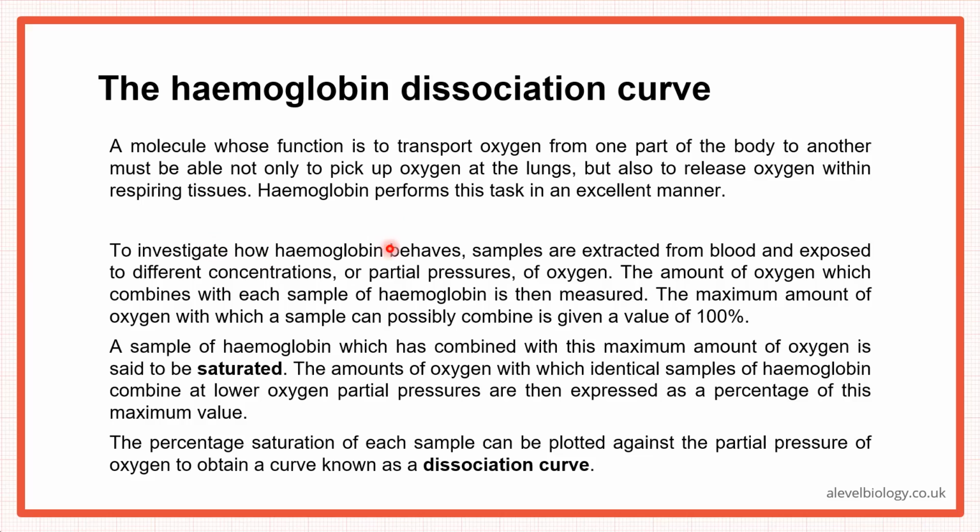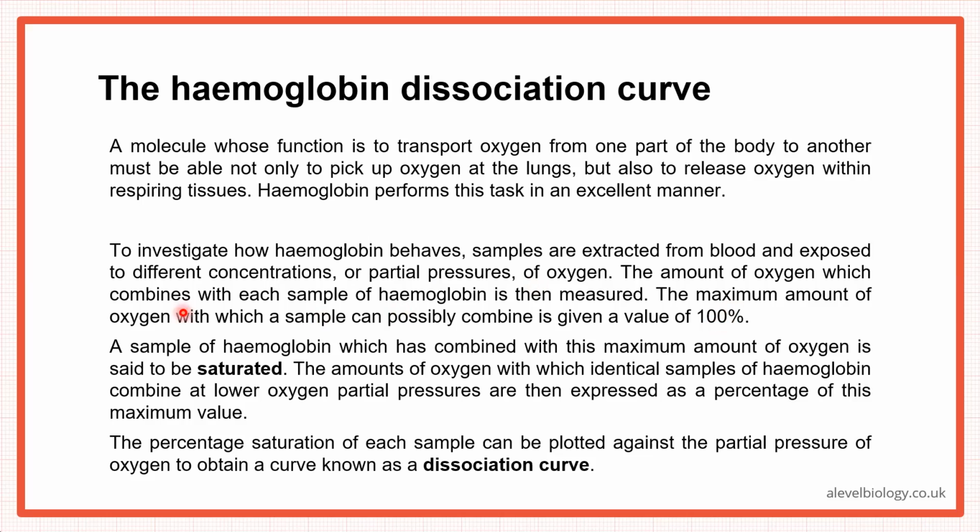So to investigate how hemoglobin behaves, samples are extracted from the blood and exposed to different concentrations of oxygen. So you can have around 95% oxygen, you can have 80% oxygen, or different rates of oxygen, right? Or we can simply use the term different partial pressure of oxygen. So blood is extracted, and then exposed to different concentrations of oxygen.